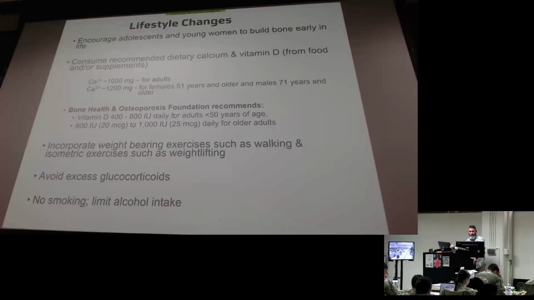Avoiding excess glucocorticoids. We've talked about that at length. We talked about it in the last block, what the side effects of prolonged glucocorticoid exposure can do to bone. And then, yes, smoking, not good for osteoporosis, and limit alcohol.